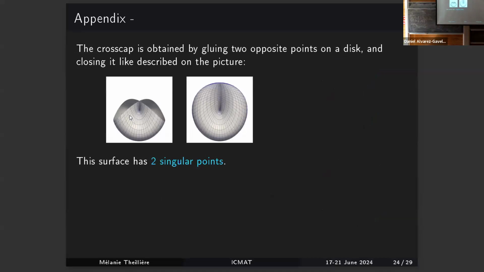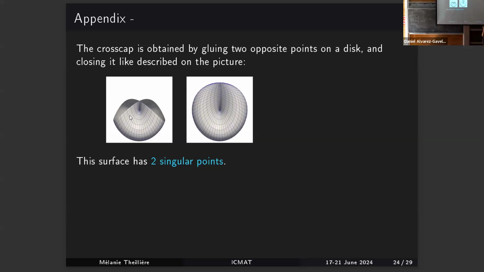So what is the cross cap? We take the south hemisphere of the sphere and we want to glue opposite points. So we have the south hemisphere. We glue two opposite points here, and afterwards we continue gluing the points until we close the cross cap. So we obtain this, which has two singular points. The first two opposite points we glue, and when we finish closing the surface, we have two singular points.